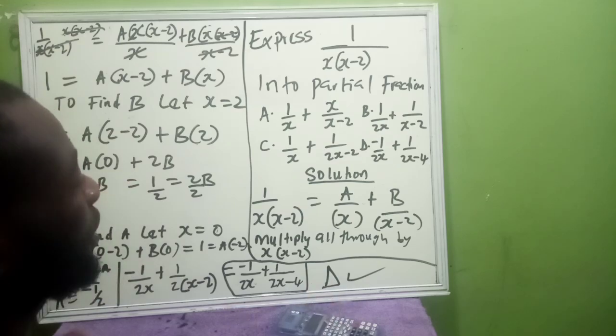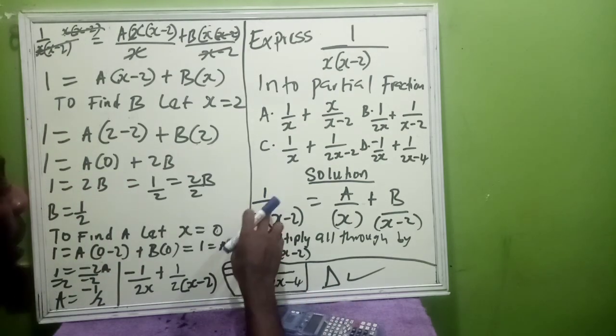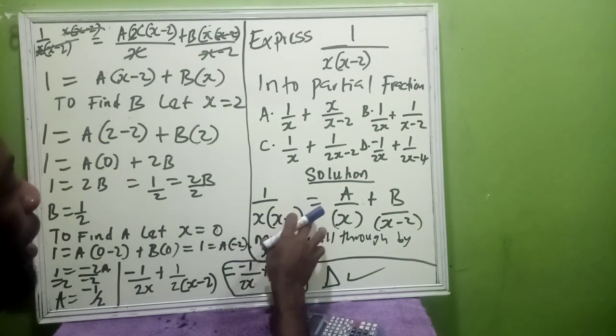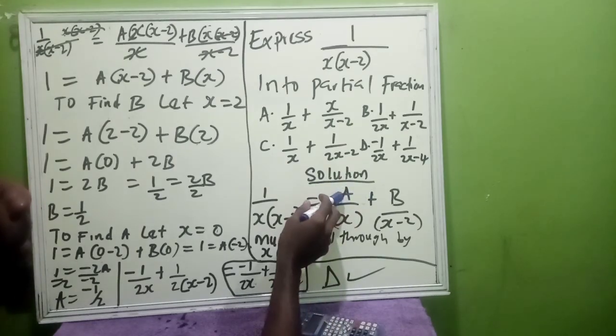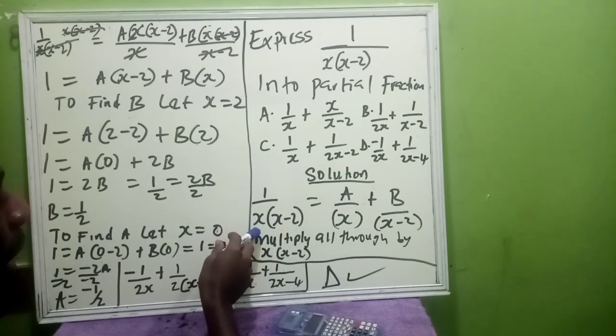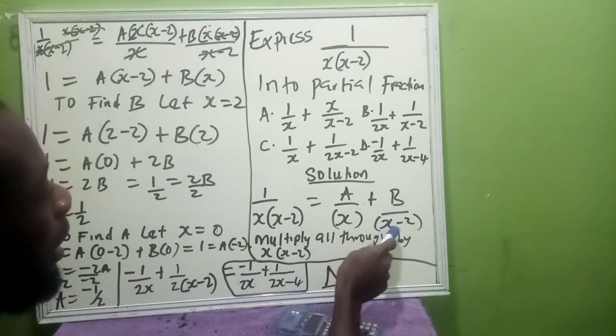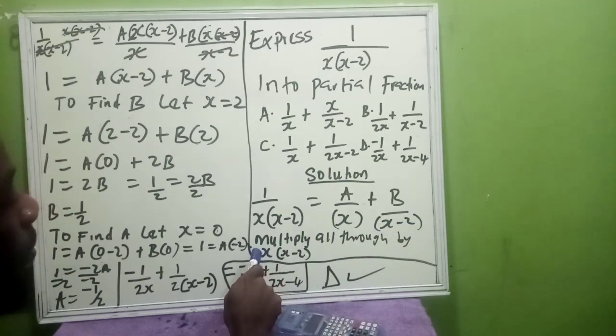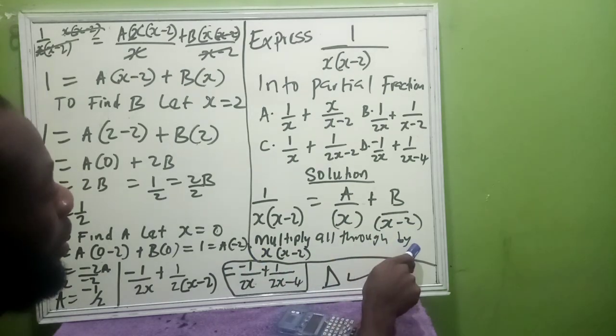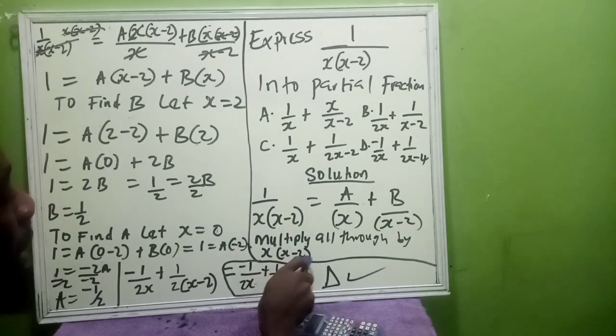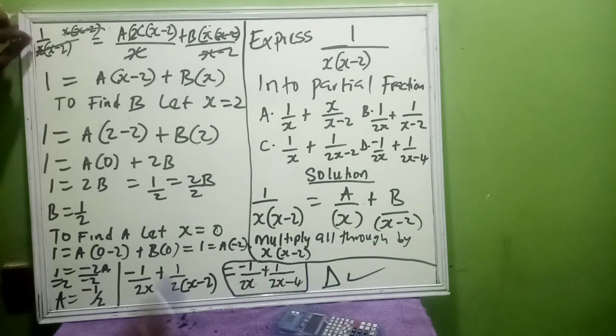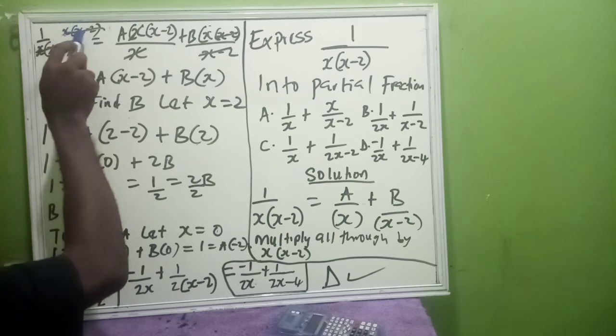What we are going to do is say 1 over x open bracket x minus 2 close bracket equals, you are the one that will introduce this A, A all over x plus B all over x minus 2. The next thing you have to multiply all through by x open bracket x minus 2, which is the LCM.